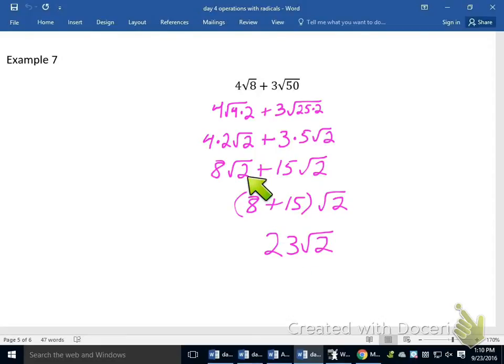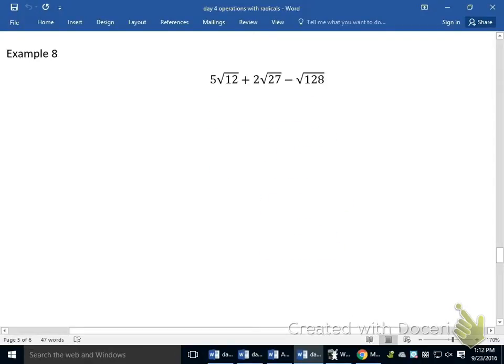Now, if this is the root of 2 and this was the root of any other number, you can't do that step. You just have to leave it as addition and you couldn't combine them. The only way you can combine them is if it's the same power on the root on both of them and it's the root of the same thing. Alright. By the way, that 2 is called a radicand. I should probably use that term. So the radicands matched. Alright, wrapping up with one last problem here and we'll be done on this lesson.